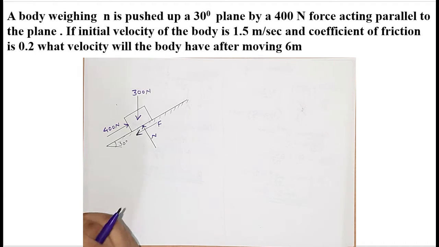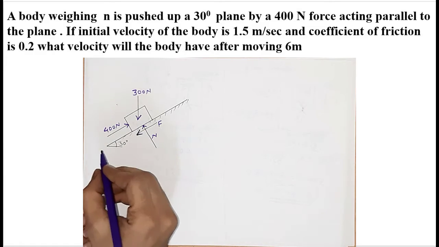Okay, so we will solve this numerical. A body weighing 300 Newton is pushed up a 30-degree inclined plane by a 400 Newton force acting parallel to the plane. If the initial velocity of the body is 1.5 meter per second and the coefficient of kinetic friction is 0.2, what velocity will the body have after moving 6 meter?